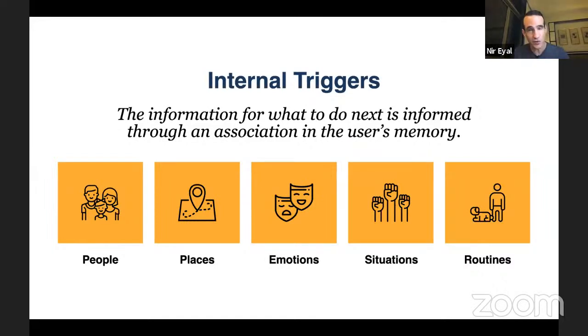An internal trigger is where the information for what to do next is not outside the user, but rather is stored as a piece of information, an association, a memory inside the user's own head. Now, what does this look like? Well, it can be being around certain people, partaking in certain routines, being in certain places, situations, and most frequently, when we experience certain emotions. Emotions are the most frequent internal triggers.